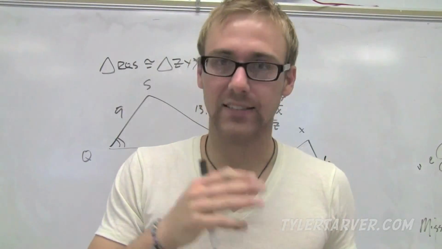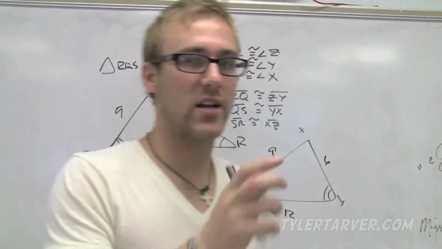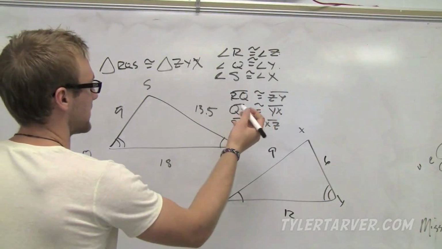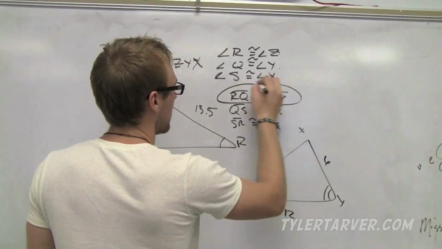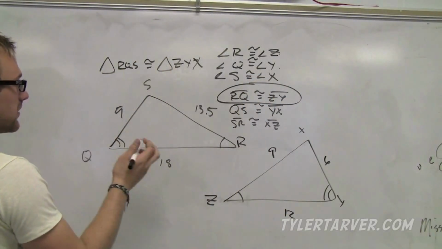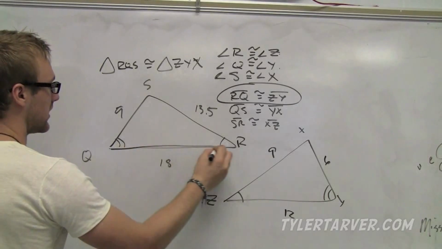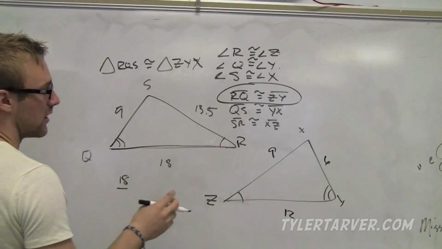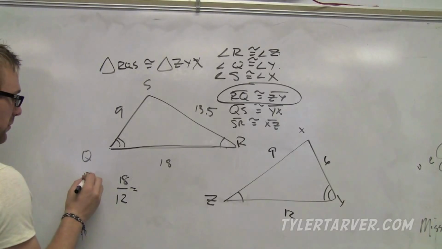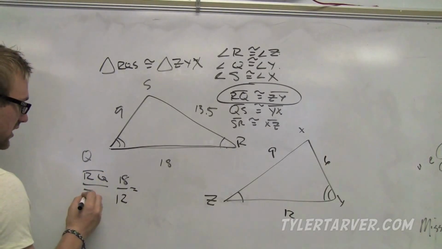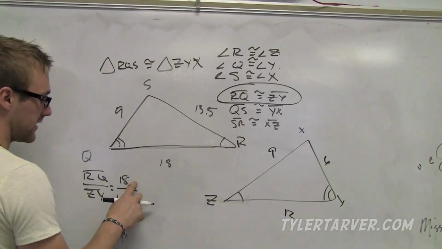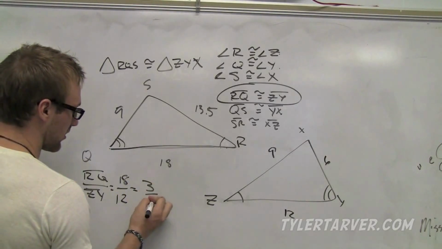Now, last step, let's find the similarity ratio, okay? That's the ratio that these things compare. I'm just going to pick two sides. Let's pick RQ and ZY. Okay, so RQ is 18. ZY is 12. Reducing, let's see, I'm going to put it up here. RQ over ZY. A lot of times they like when you do this. RQ over ZY, 18 over 12, that reduces to 3 over 2.